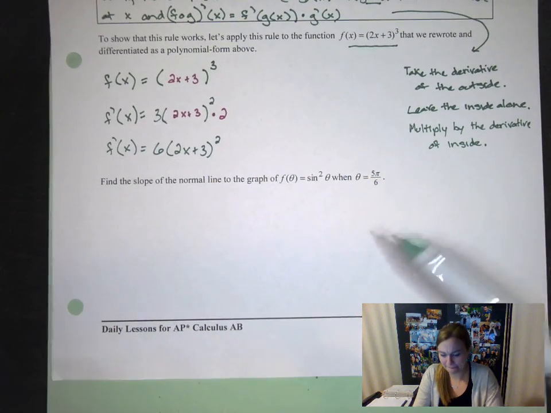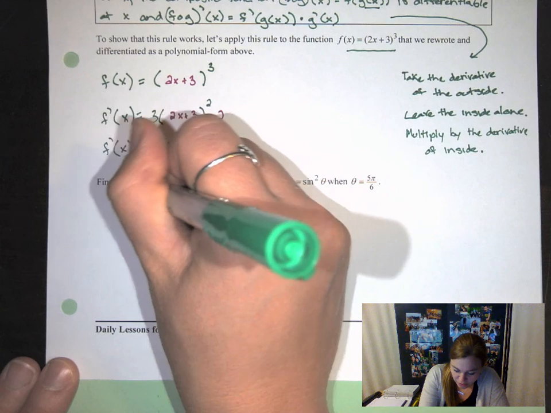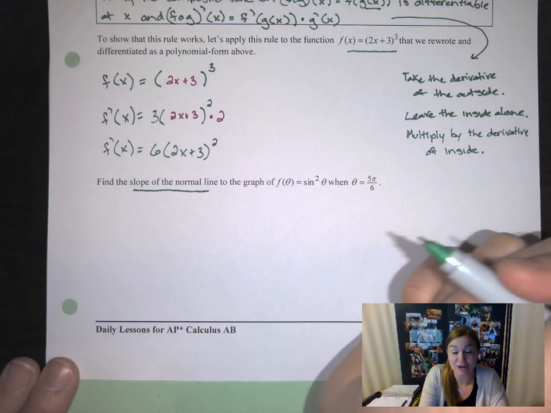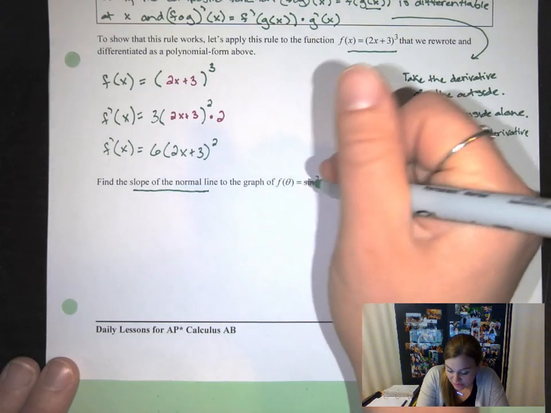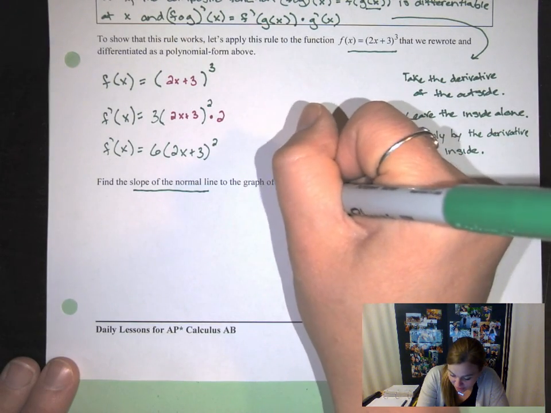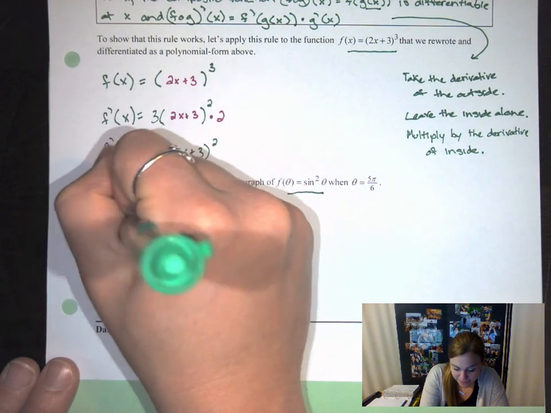Wow, a lot. Okay, this one, oh man, find the slope of the normal line. In order to find the slope of the normal line, we have to find the slope of the tangent line first. So for the slope of the tangent line, here I've got this function, and you're like, that doesn't look like a composite function to me. But it is.